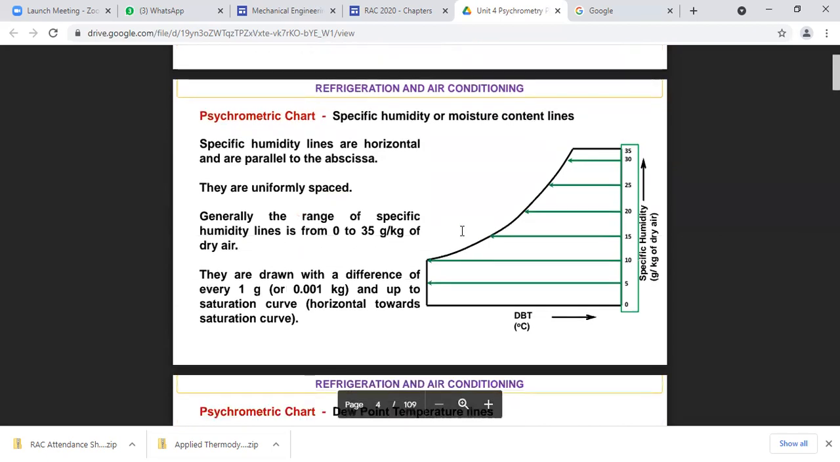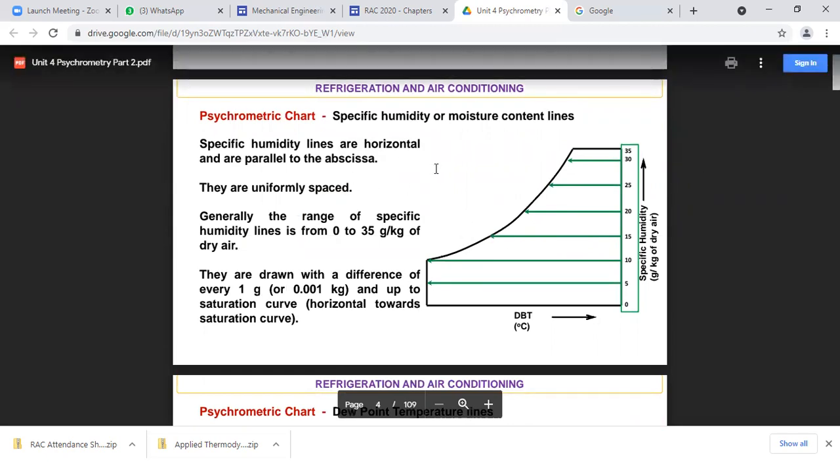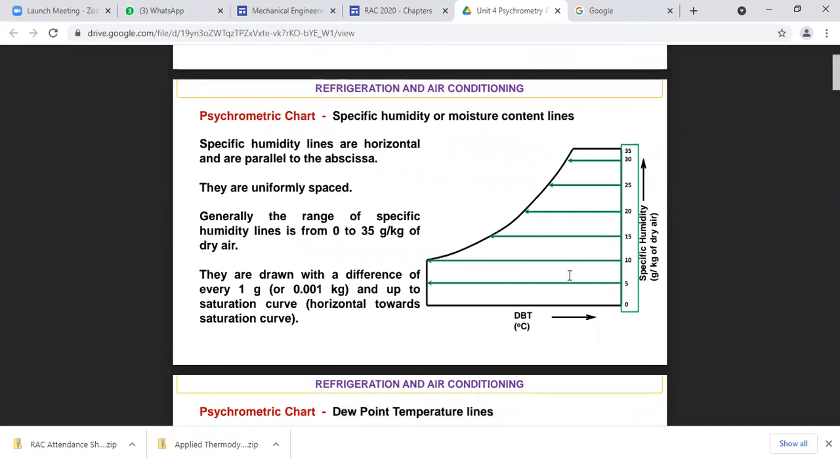The second important property is the specific humidity. You can see the specific humidity or moisture content lines. Specific humidity lines are horizontal, parallel to the abscissa, and uniformly spaced. Generally the range of these lines is 0 to 35 gram per kg of dry air, and they are drawn with a difference of every 1 gram.